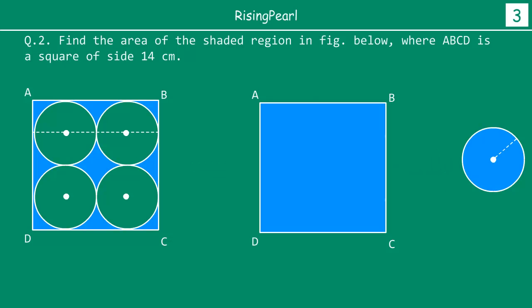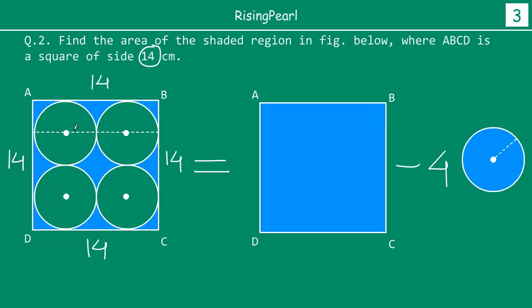So at this point you should be able to see that the sides are given as 14. So if this is 14, our area is going to be the area of the square minus the area of the 4 circles. Now, each of the sides is 14 because this is a square.